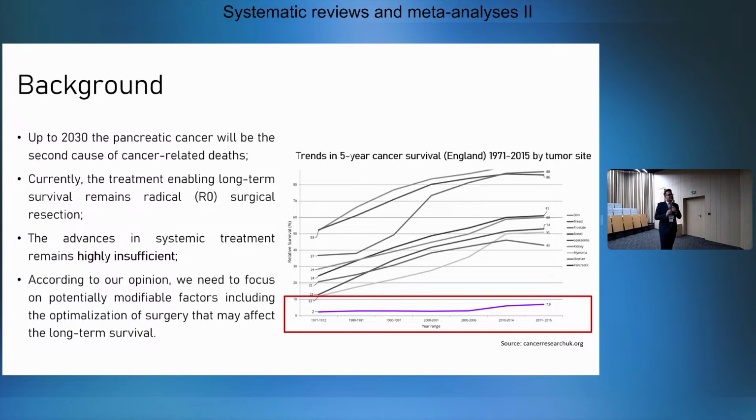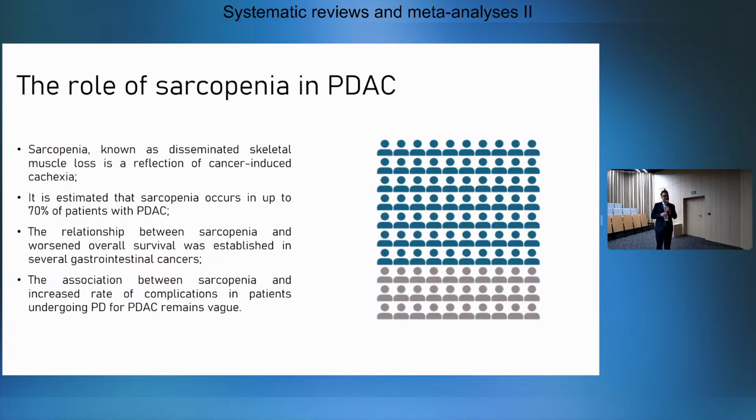However, despite the advances in systemic treatment, the treatment for patients with pancreatic ductal adenocarcinoma remains highly insufficient. Sarcopenia, known as disseminated muscle loss, is a reflection of cancer-induced cachexia, and it is estimated that this state occurs in 70% of patients with PDAC.